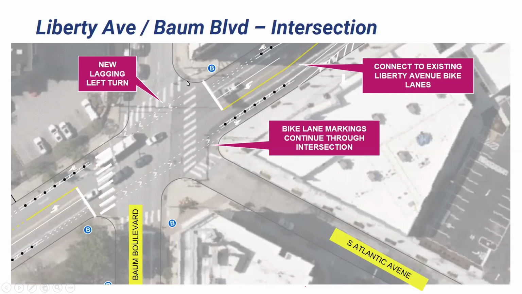And after the green phase, when we have the through traffic and the pedestrian traffic going on, after that we will have the dedicated left turn phase coming in. At that time, most of the pedestrians have already passed, so you have much less conflict happening and the motorists can easily make the turn. So that's the reason we are proposing this new lagging left turn at the Baum Liberty intersection.